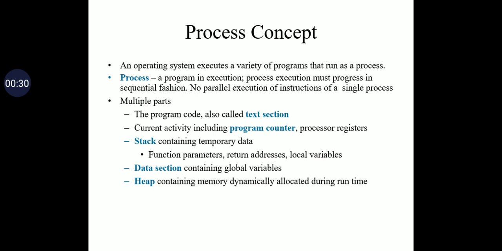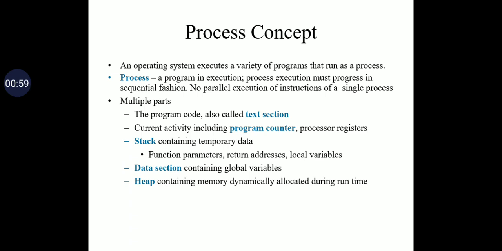So usually programs are stored in the hard disk, a different variety of programs like a Word document or Java program or C program. Once a program you want to execute is brought to the main memory, it will be called a process. That is, a process means a program in execution. A process will be executed in a sequential fashion. So no parallel execution of instructions of a single process is allowed.